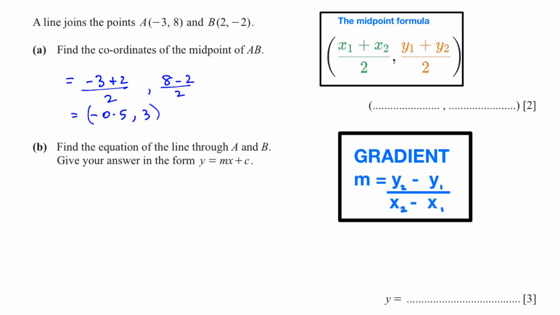This is the formula. Gradient is equal to (y2 minus y1) over (x2 minus x1). So the gradient is the y on the top, 8 minus negative 2, and negative 3 minus negative 2. Sorry, positive 2.